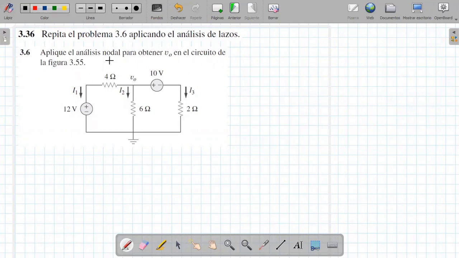We applied nodal analysis this time to obtain V sub 0, which was the voltage between this point and this point, but this time we have to do it through loop analysis. I recommend you see exercise 3.6 to corroborate this. First, let's demarcate the loops.